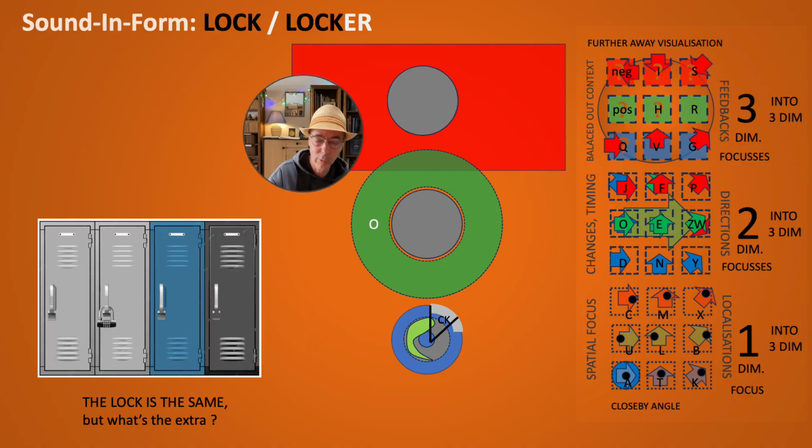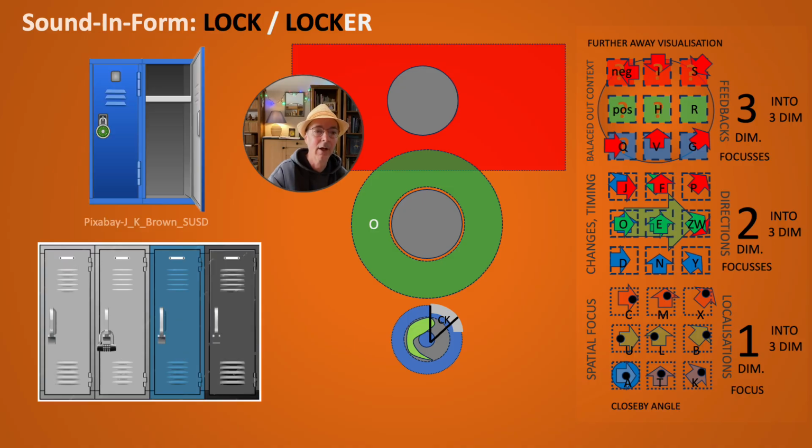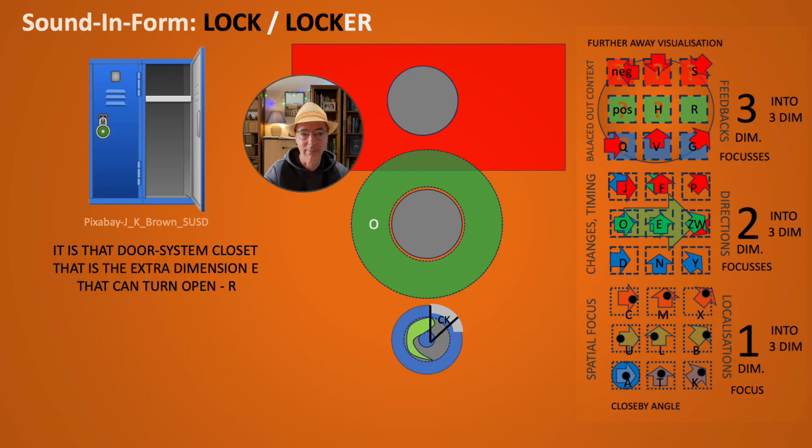What's now the difference with a locker? We know already the lock itself will be involved. You don't immediately see it in the locker, but that idea is involved, that it should be able to be locked. But there's something extra to it. It's not just a lock, it's that locker. So what's the difference with the locker? The locker is also that closet which can be opened. So it has these extra dimensions added to it as well.